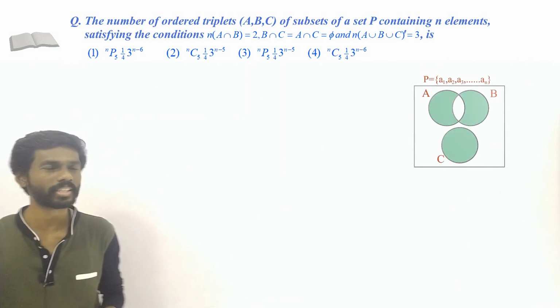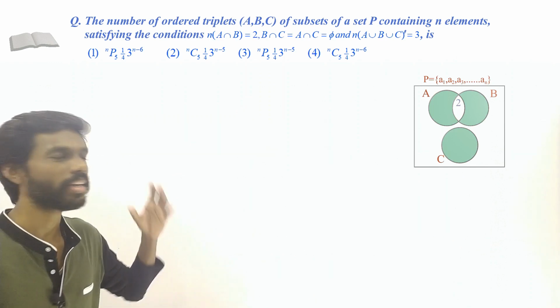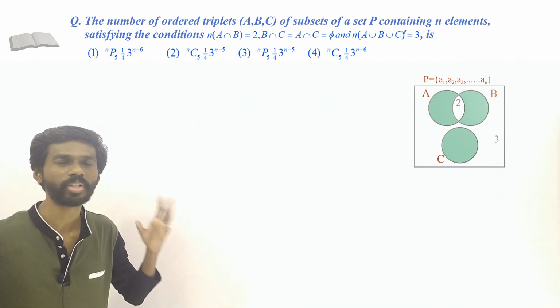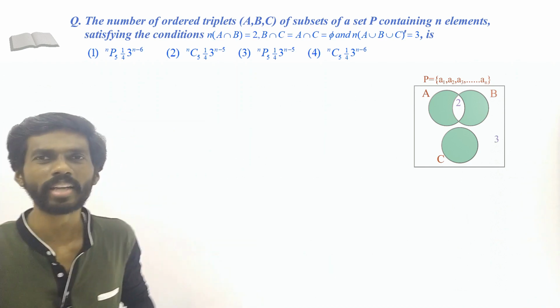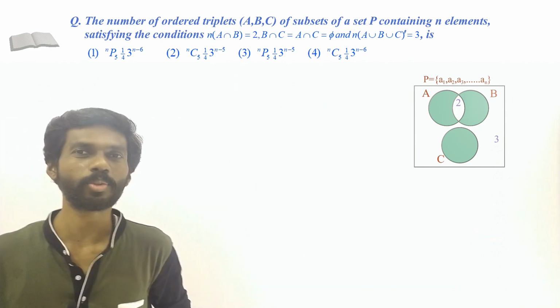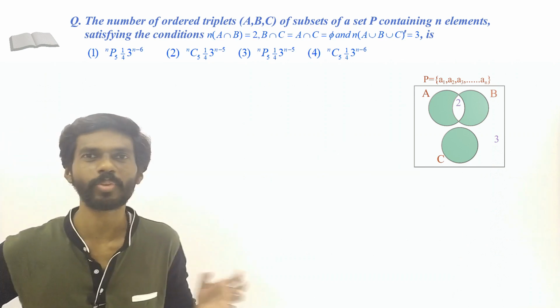Alright, so here the subsets A and B have 2 elements in common, B and C have no elements in common, and A and C have no elements in common either, and outside this A union B union C we have 3 elements. With all these conditions, let's find the number of possible ways to form the sets A, B and C. Alright, so we'll do this question by 2 methods. So the first method may be a little lengthy, but anyway, what's wrong in learning a method? So we'll do by both the methods.